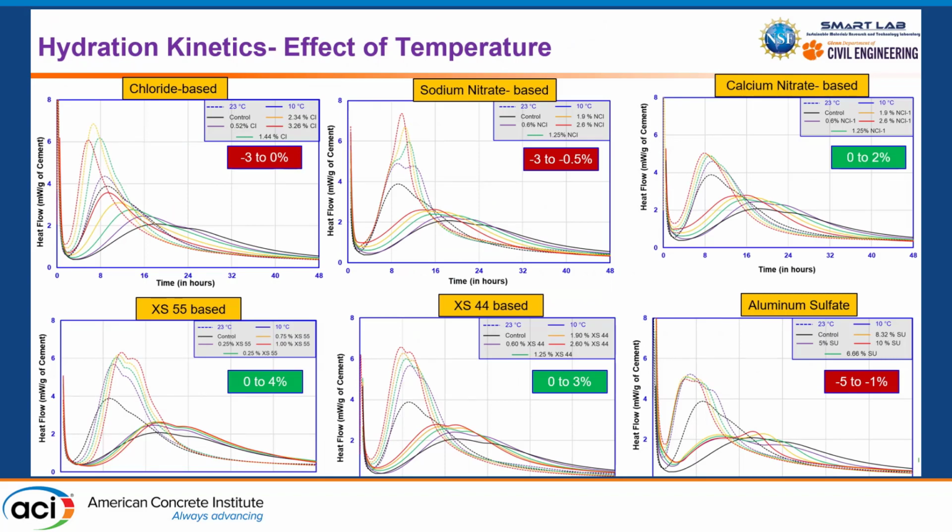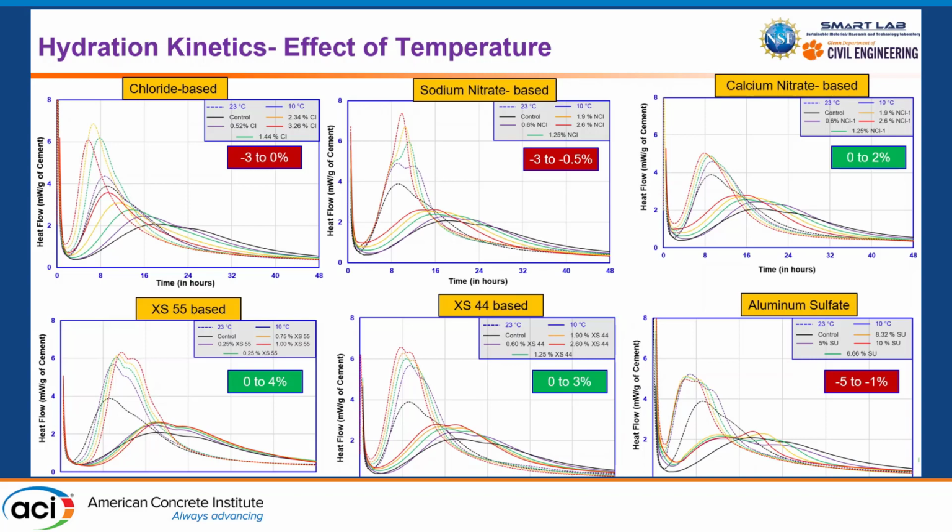Then we wanted to look at what happens with temperature. If we change the temperature of these accelerators, what happens? The dotted lines here are 23 degrees, just for comparison, and solid lines are 10 degrees. One interesting thing we saw is that the sodium nitrate based admixture did not accelerate the silicate peak at early ages at 23 degrees, but at 10 degrees, the main silicate peak got significantly accelerated. So they started behaving as an accelerating admixture in addition to a hardening accelerator. That was one of the significant differences here.